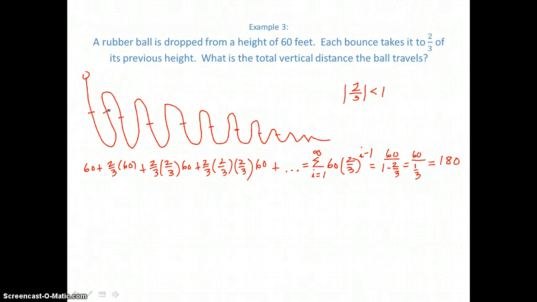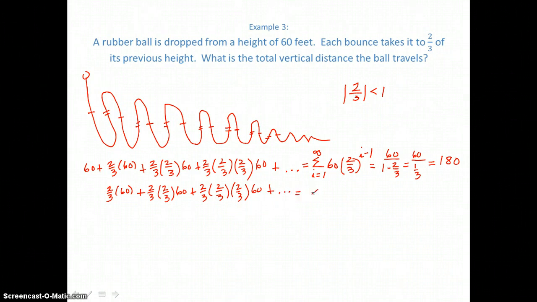Now let's consider the rise that this ball makes when it rebounds. Let's consider that vertical distance. So it's going to be rising first 2/3 of 60, and then it's going to rise 2/3 of 2/3 of 60, and then it'll rise 2/3 of 2/3 of 2/3 of 60. And again, we have a pattern that continues forever in theory.